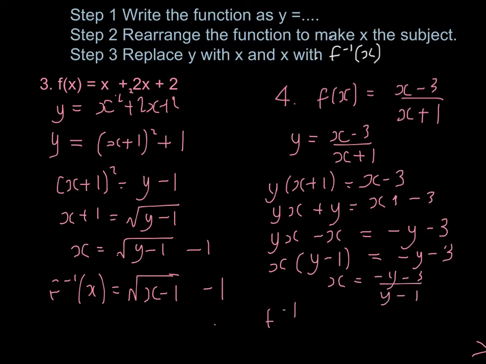A nicer way to write that, getting rid of all those minuses, would be to multiply everything by minus 1. So we'll have x equals y plus 3 over 1 minus y.